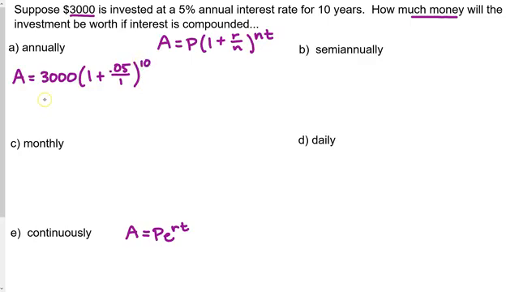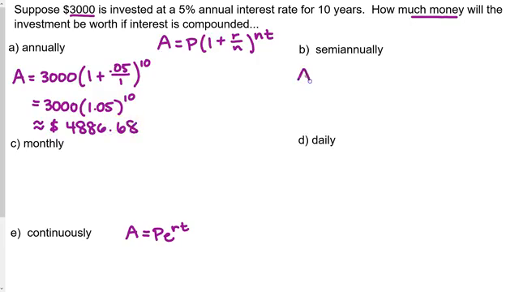So we put this into a calculator. Now you can simplify and just write this one as 3,000 times 1.05 to the 10th. Put that into a calculator and round to the nearest penny. 3,000 times 1.05 to the 10th power is $4,886.68.